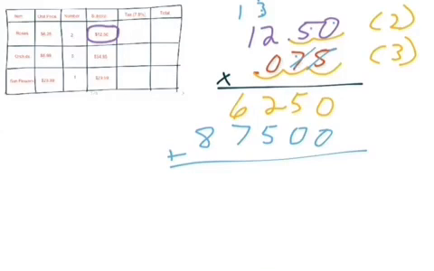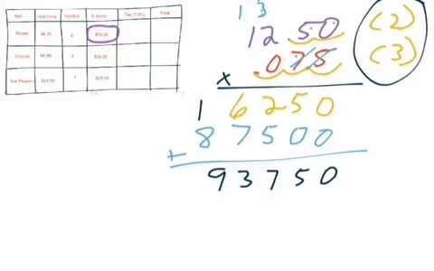So now I just need to add this up. 0 and 0 is 0. 5 and 0 is 5. 5 plus 2 is 7. 7 plus 6 is 13. I'm going to carry the 1. 8 plus 1 is 9. I've got to remember to bring my decimal back. I need to come back 5 places. So I'm going to go 1, 2, 3, 4, 5.